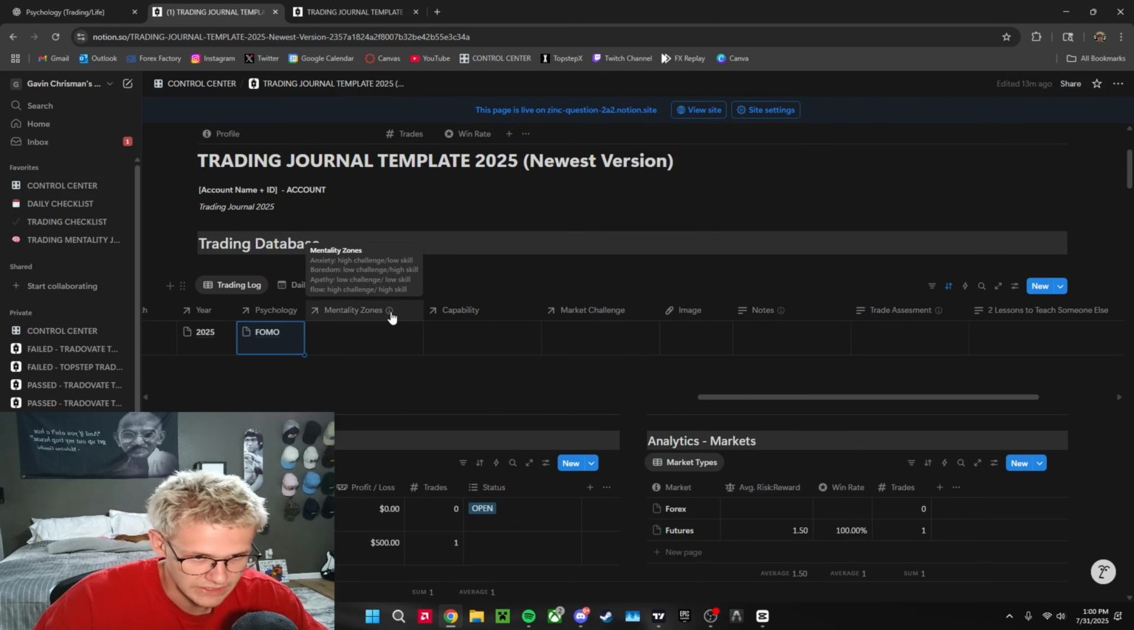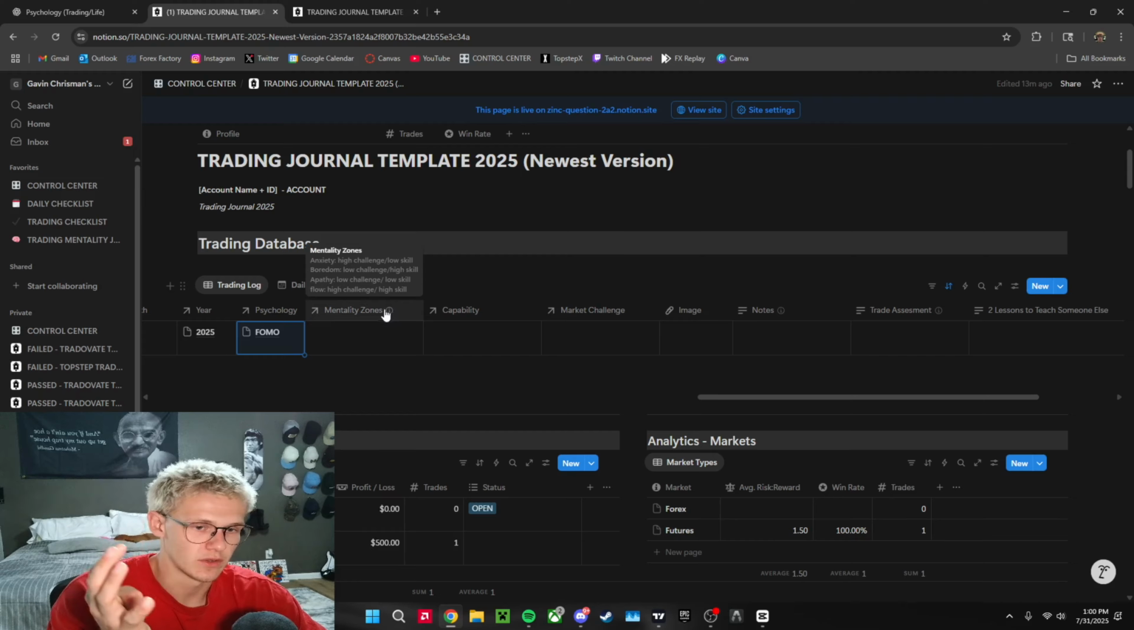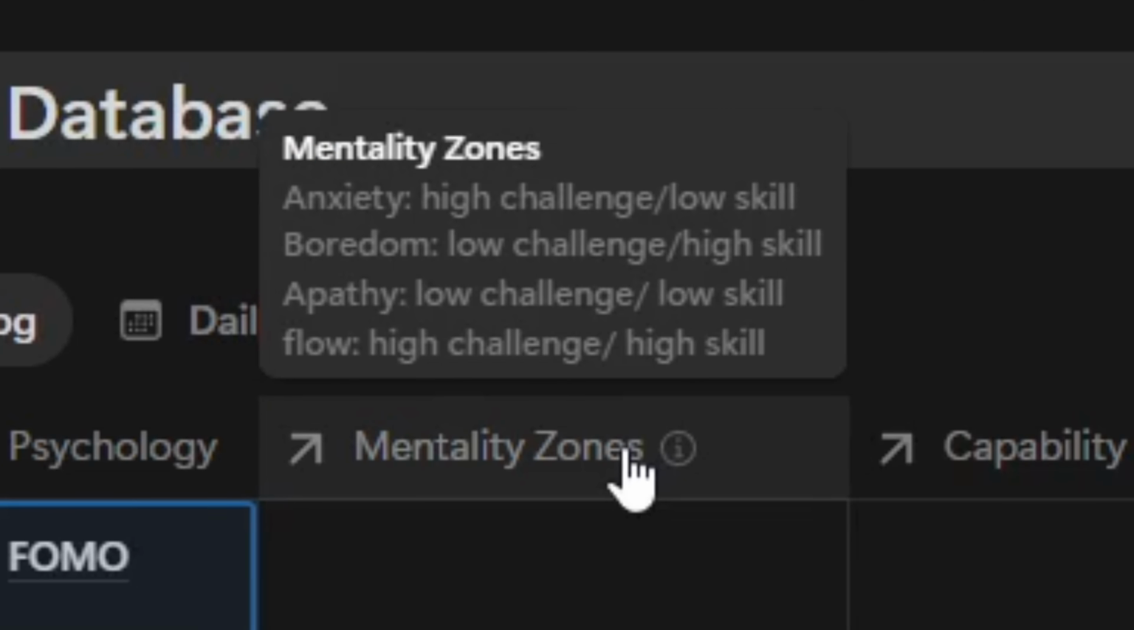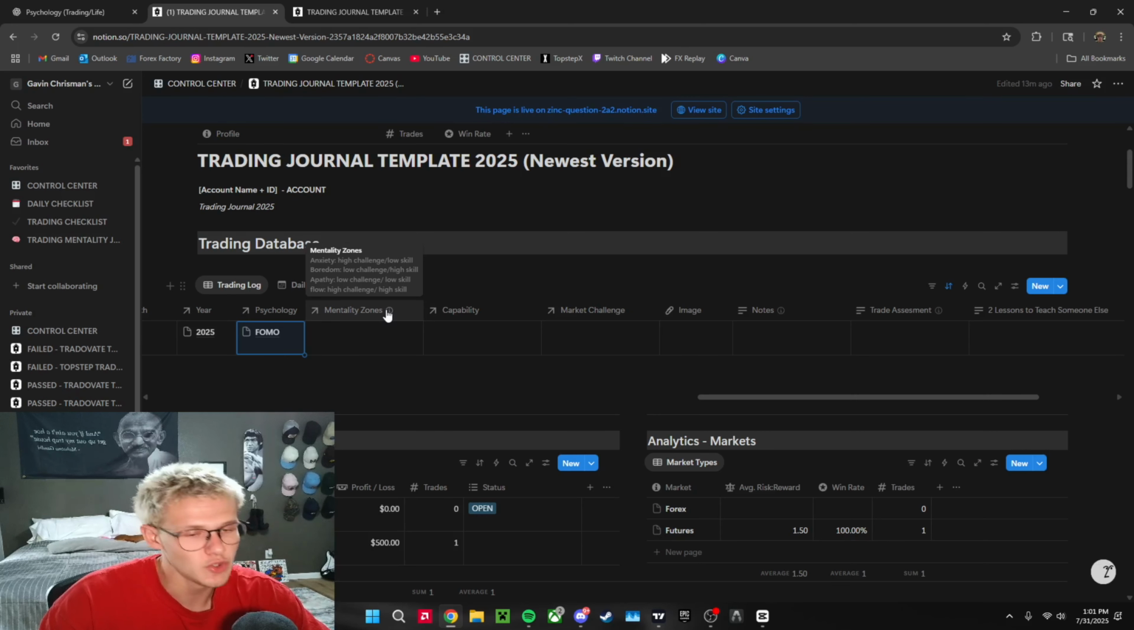First, mentality zones. There are 4 different mentality zones: anxiety, boredom, apathy, and flow. Anxiety is high challenge, low skill. Boredom is low challenge, high skill. Apathy, low challenge, low skill. And then flow is high challenge, high skill. Ideally, you want to be in flow for your best trades. You will notice that the better your trades, the more you will be in flow.